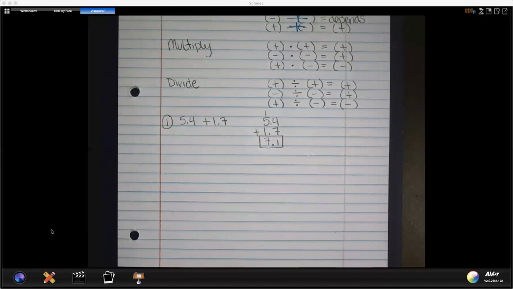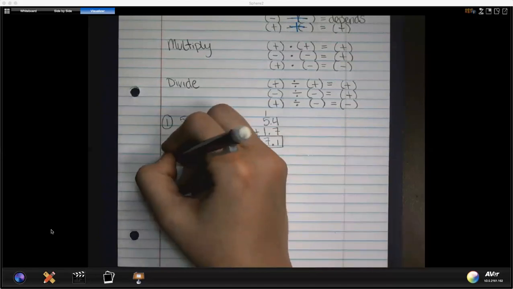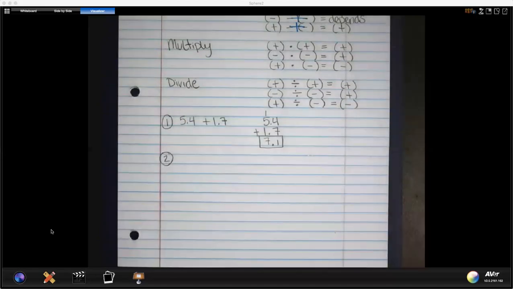Okay, so that's our answer for number 1. Again, like I said, you just need to showcase what your answer is. Box, circle, I don't care, star, oval, trapezoid, whatever you want, I don't care. Okay, make sure it's obvious though.